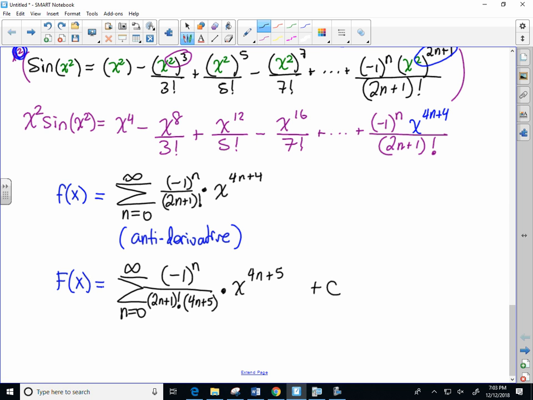Plus c. So this expression, whatever it equates to in the form of a function, would represent the antiderivative of x squared sine of x squared. We don't actually have to identify what the function is equivalent to. If you look at that and say, oh, that's clearly equivalent to e to the x, or ln of x squared minus 4, something like that, where you just happen to know the Taylor polynomial that equates to this, then by all means, you can write it, but it's not the easiest thing in the world to find.